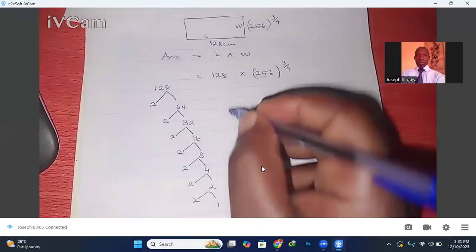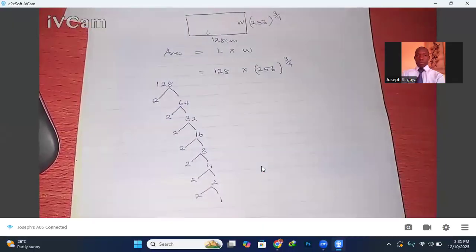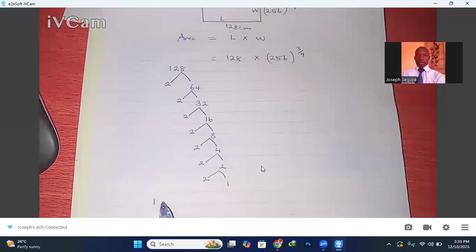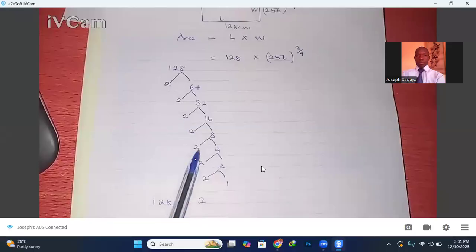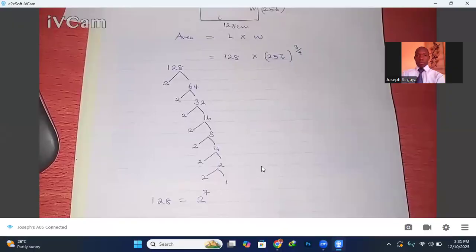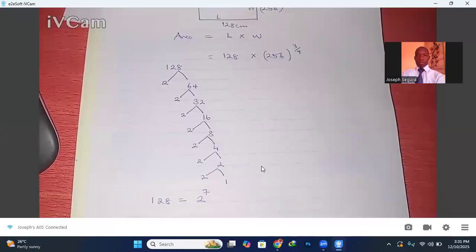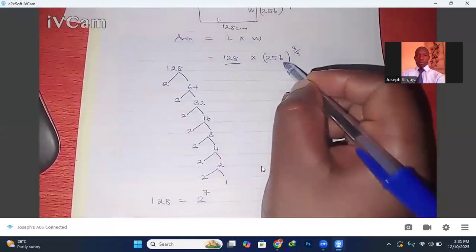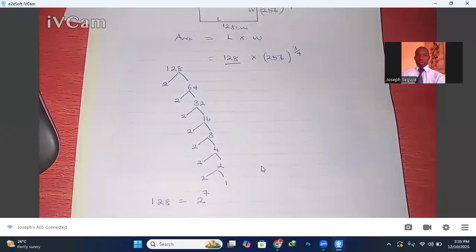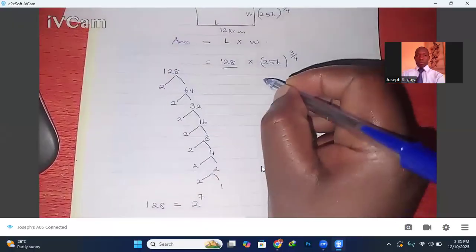So therefore, here we can say that 128 is the same as 2 to the power 1, 2, 3, 4, 5, 6, 7. 2 to the power 7. And we are done with that. So we are done with 128. We first prime factorized 128 and then also prime factorize 256. Now let us move on and prime factorize 256.